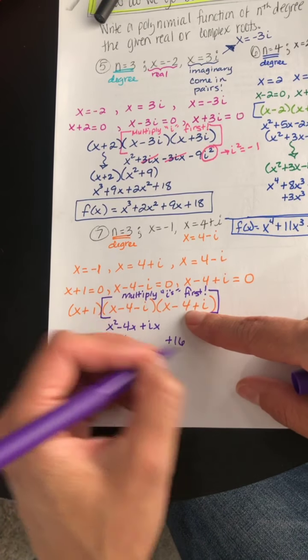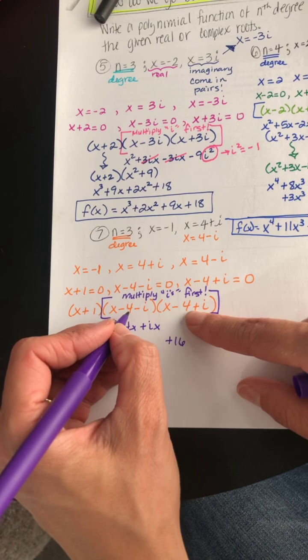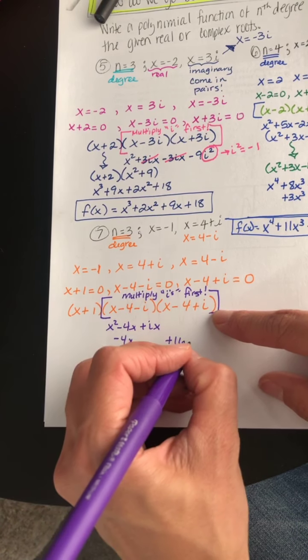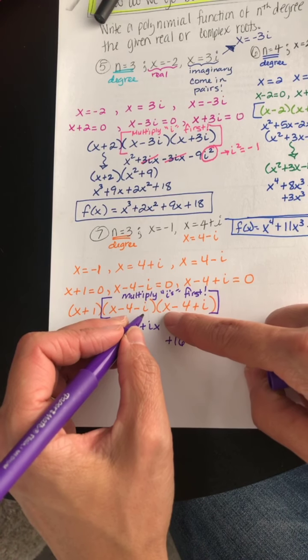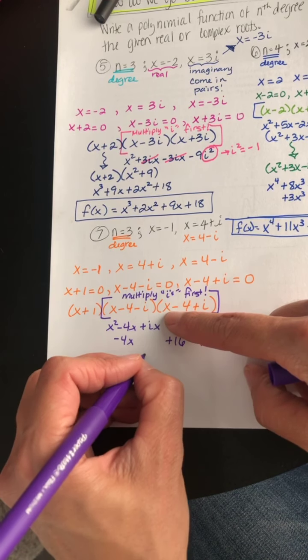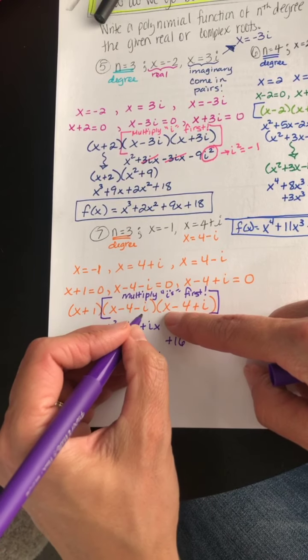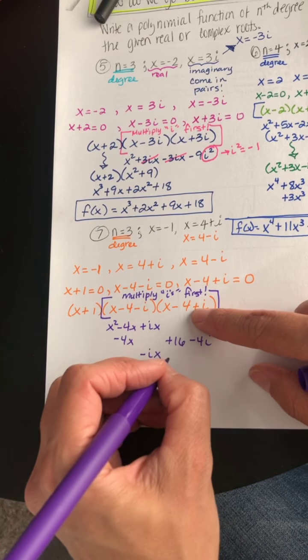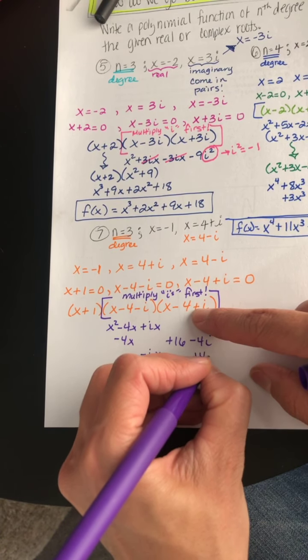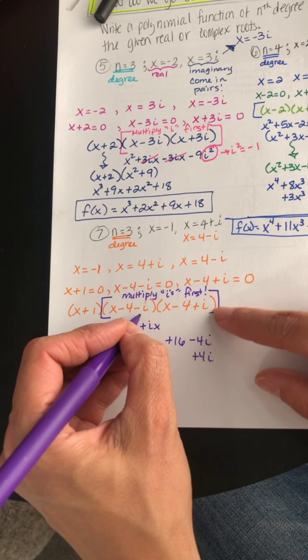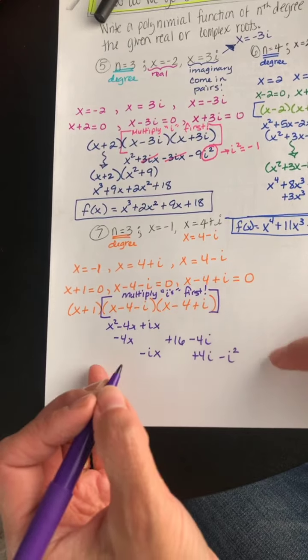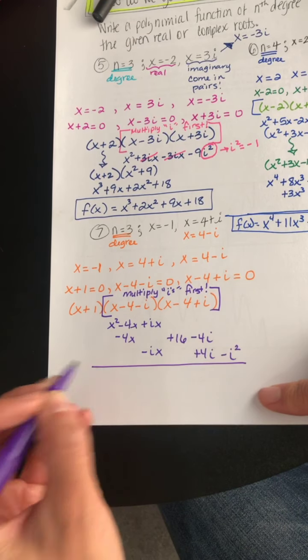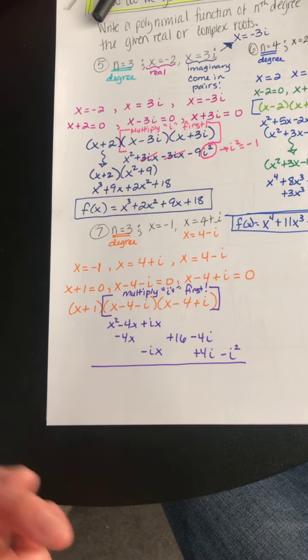That didn't have anything to group with, so I'm just writing it over here. Negative 4 times i is a negative 4i. Then negative i times x is a negative ix. Negative i times negative 4 is a positive 4i. And negative i times positive i is a negative i squared. Yeah, there's some gaps in there, but that's okay.